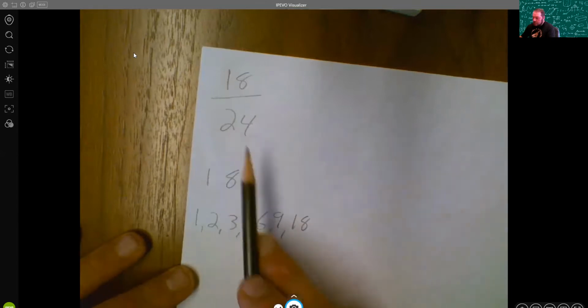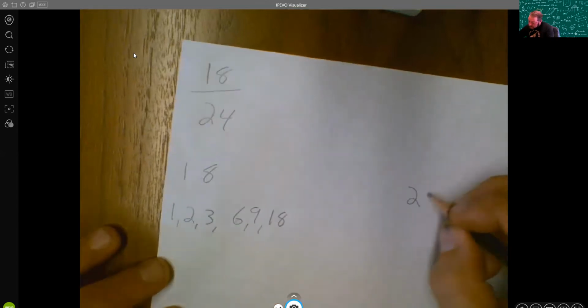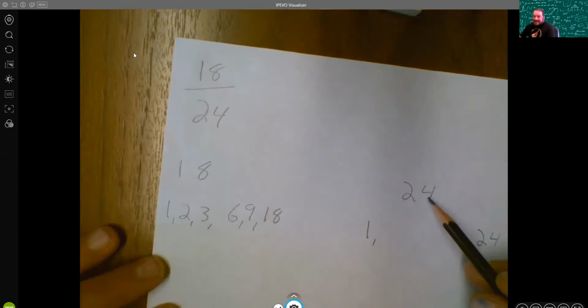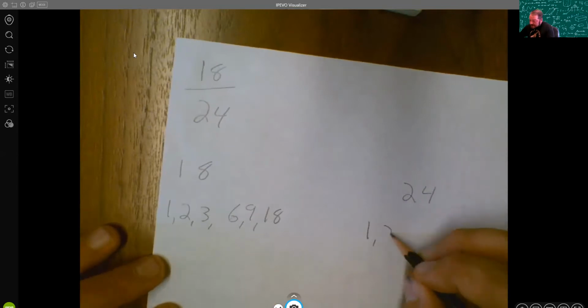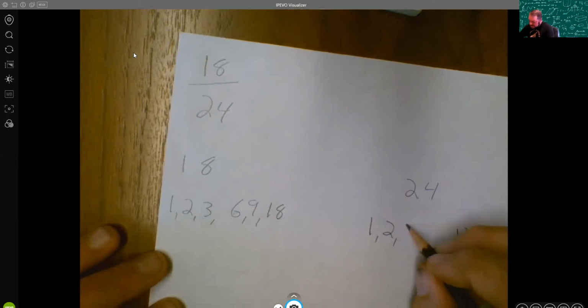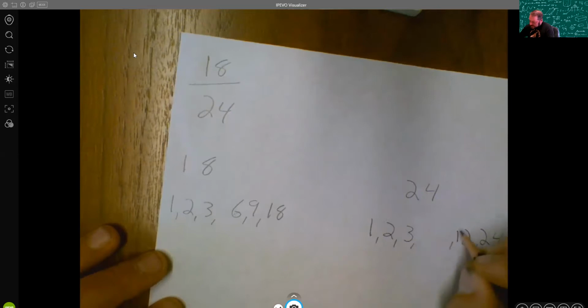Let's find our factors of 24. Oh, we start with 1 and the number. Does 2 go into 24? It's even, so it's going to go in. How many times? 12. Does 3 go into 24? I think so. Doesn't it? Isn't 24 divided by 3, 8?